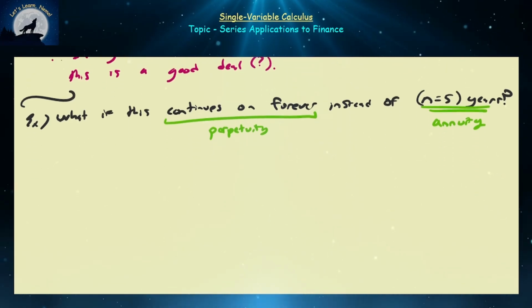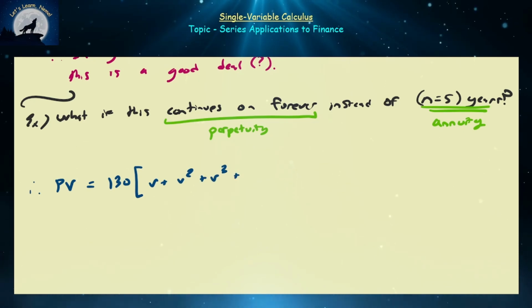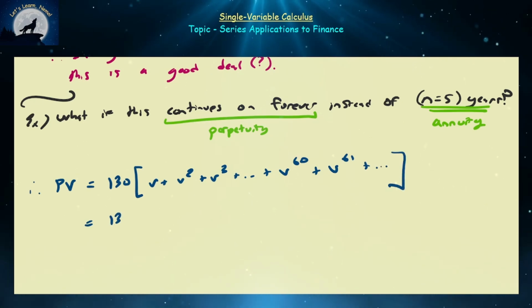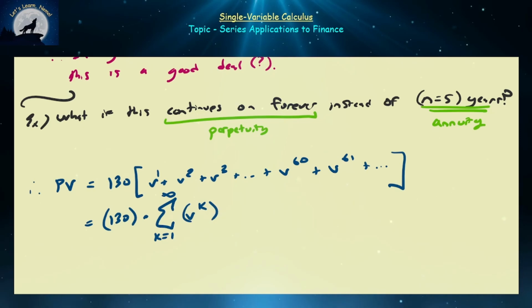Will it be worth our time then? So our present value formula will again be equal to 130 times nu plus nu squared plus nu cubed all the way up to nu to the 60, but now we're going to go to 61 and all the way up to infinity. So when we write this in infinite series form, that's going to be the sum from k equal to 1 to infinity of nu to the power of k.